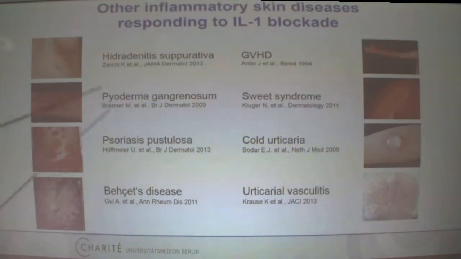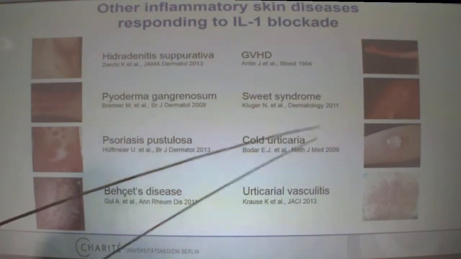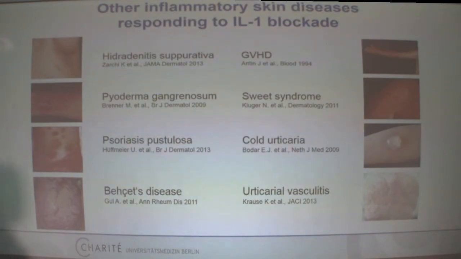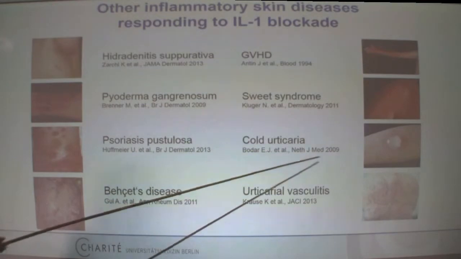And indeed, there's also a number of other inflammatory skin diseases that are shown to respond, at least in small case series, very well to anti-IL-1 blockade. This is again hidradenitis suppurativa, but also painful ulcers of the skin known as pyoderma gangrenosum, which are often associated with inflammatory bowel disease. The pustulous variant of psoriasis, Behçet disease, which goes along with aphthous ulcers, in particular within the oral mucosa, graft versus host disease, Sweet syndrome, which is a neutrophil-driven skin disease, which also goes along with fever episodes, but also cold urticaria and patients with urticarial vasculitis.